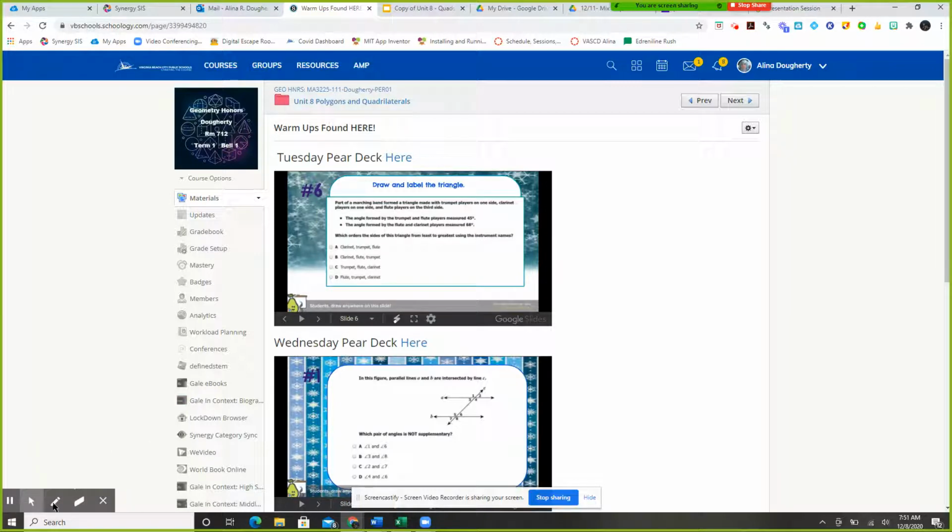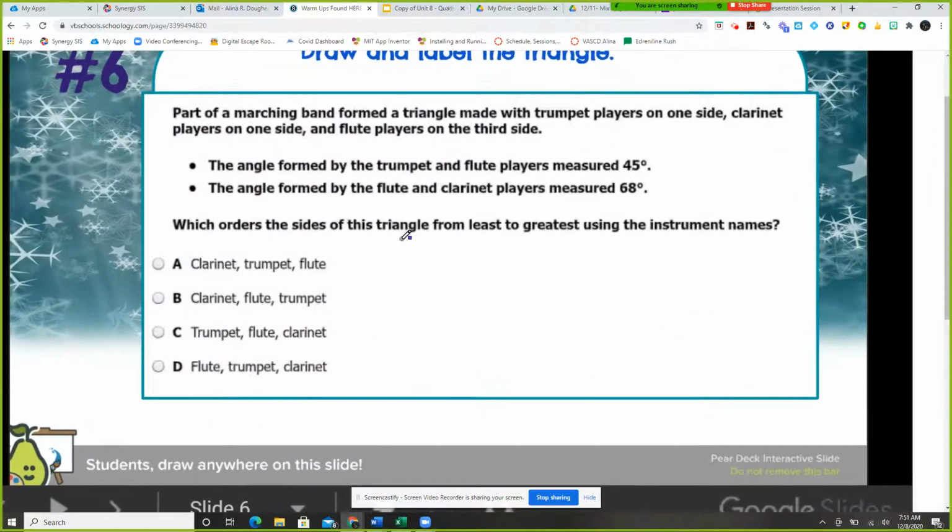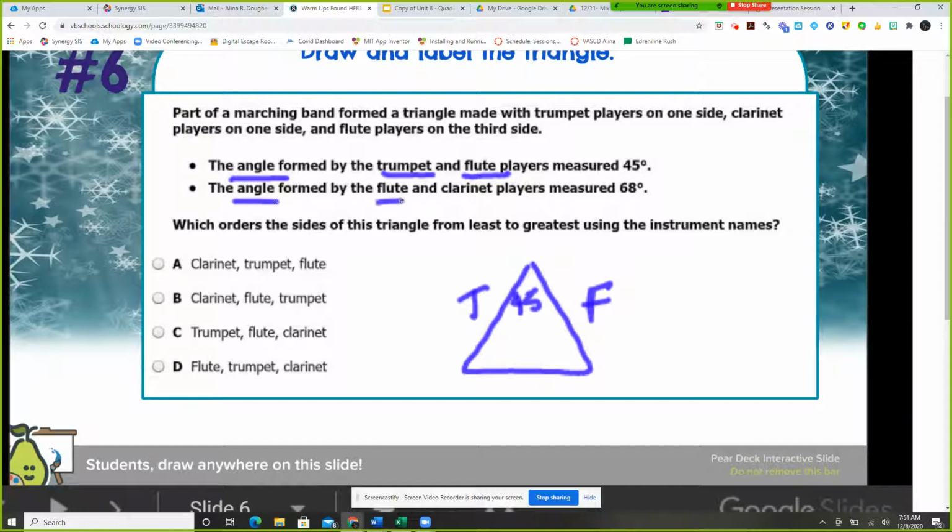Second to the last question. I know you're getting so tired of doing these, right? But you're getting so good at them. So you draw your triangle, the angle formed with trumpets and flutes. So trumpets and flutes create the angle that's 45 degrees. And then the angle formed by flutes and clarinets. So flutes and clarinets form an angle that's 68 degrees. Everybody that drew a triangle also labeled this one as 67.